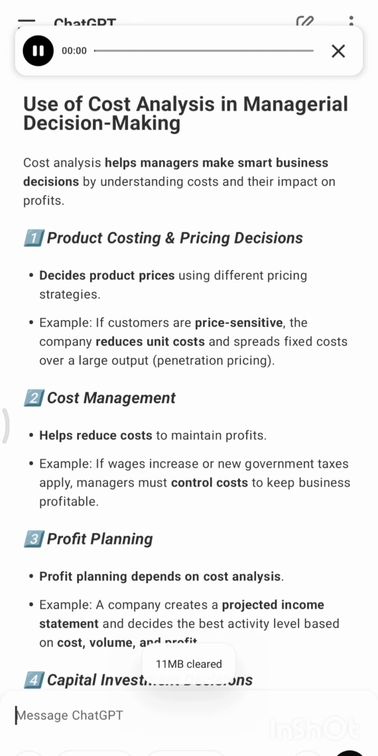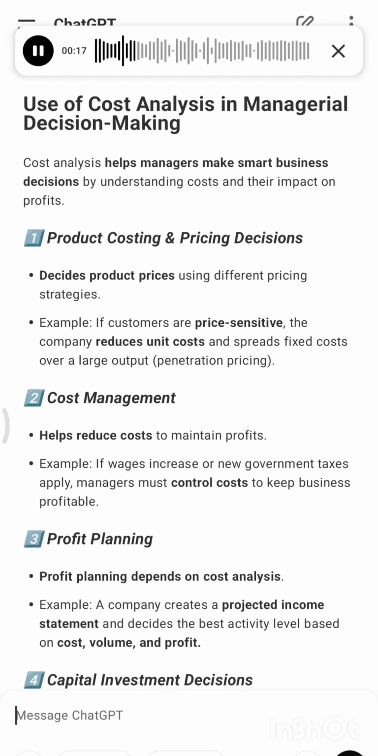Cost analysis is decision-making. Cost helps managers make smart business decisions by understanding costs and their impact on profits. 1. Product costing and pricing decisions. Decides product prices using different pricing strategies. Example, if customers are price sensitive, the company reduces unit costs and spreads fixed costs over a large output, penetration pricing.